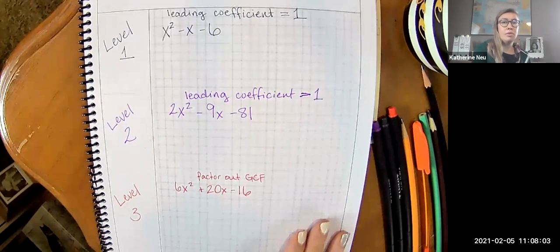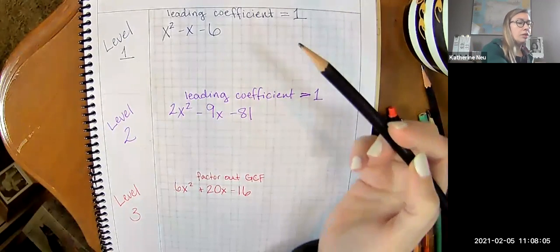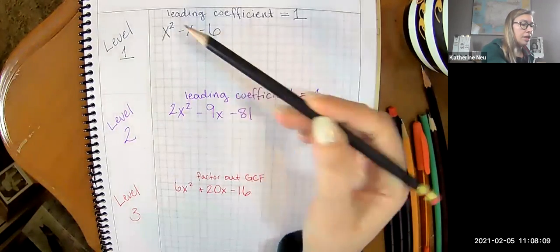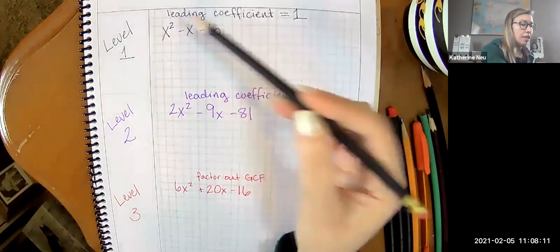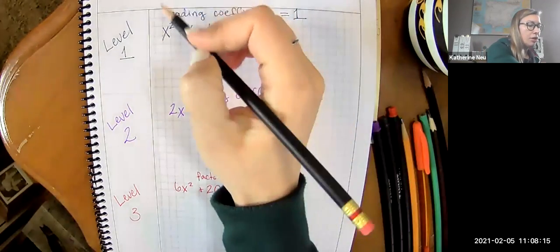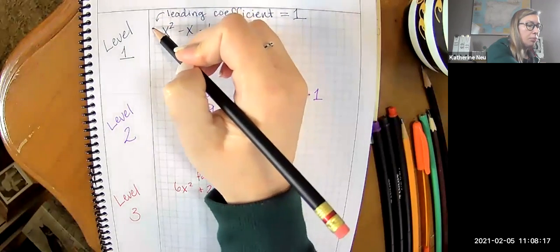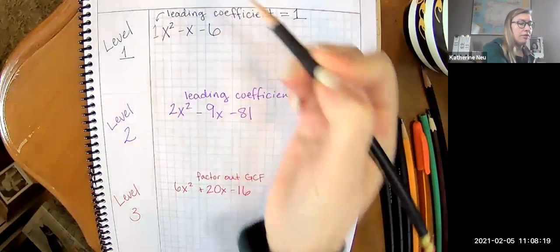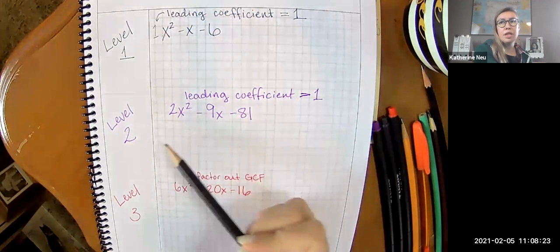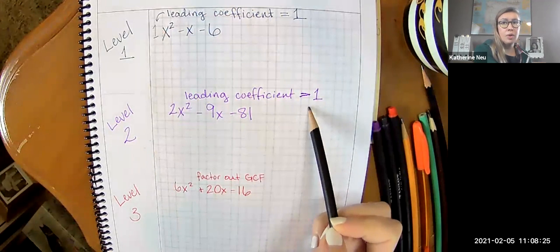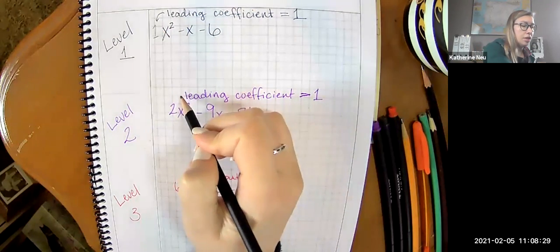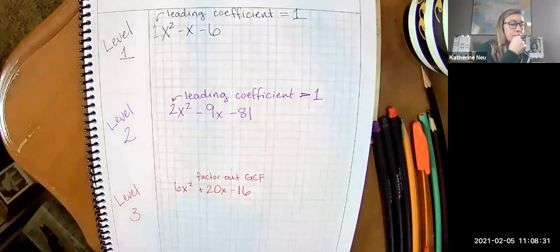You have a level 1 factoring problem where the leading coefficient is equal to 1. And that's here, right? This is the leading term. It's got the highest power of x. Nothing's written here, so there's like an automatic imaginary multiplier by 1 in front of that x squared. It's 1x squared. Level 2 is where the leading coefficient is greater than 1. So this one here, our leading coefficient is 2.